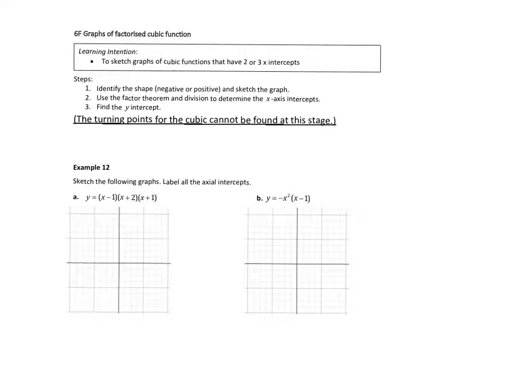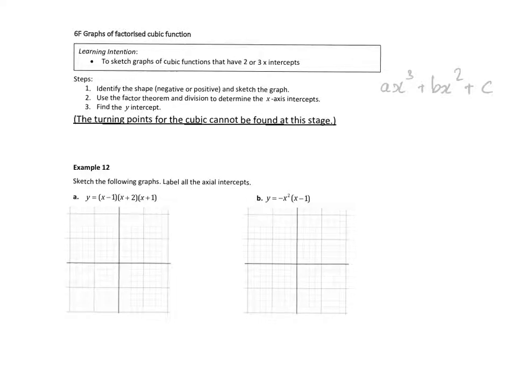In exercise 6F, we're looking at cubic graphs again, but this time our graphs are in factor form. So they're actually going to be in this form here, ax cubed plus bx squared plus c, and then factorised. Now that is not the same as the form that we've just looked at, point of inflection.